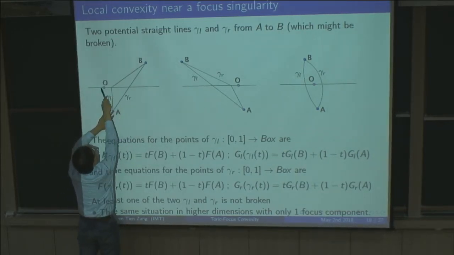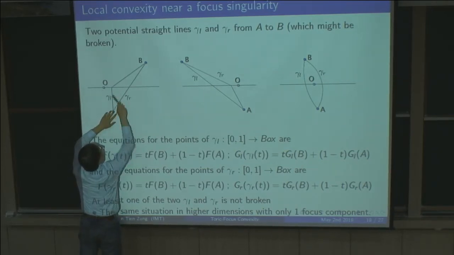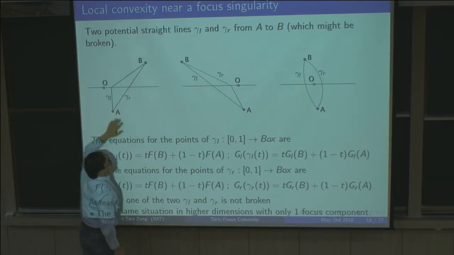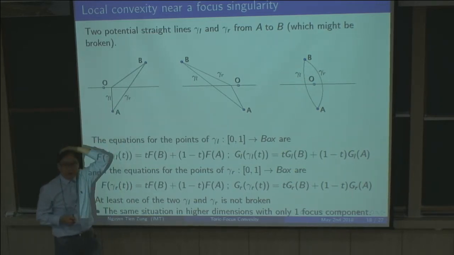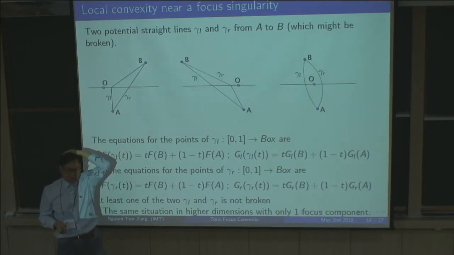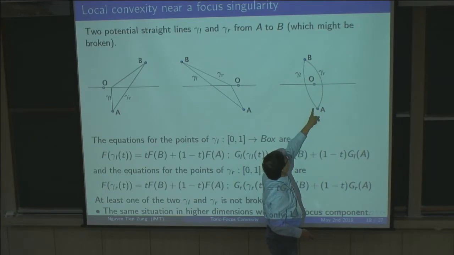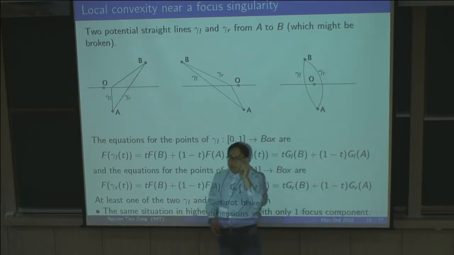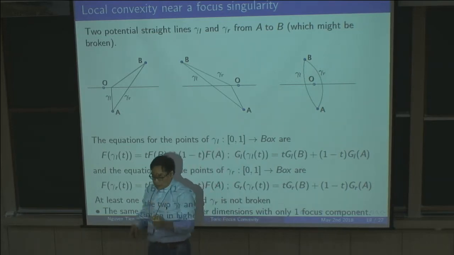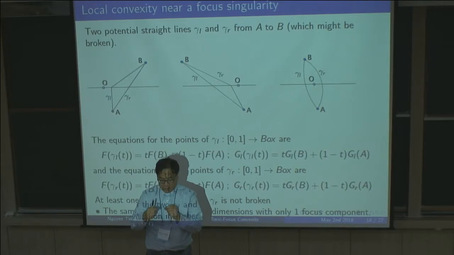Why is it broken? Because when you go on the left, it means that you should go here. The formula assures you that when you hit this point that is on the left of O, then it will not be broken. But when you hit this line on the right of O, it gets broken. But anyway, you have at least one way to go from A to B by a true straight line, which is not broken. Or actually, it might often happen that you have two straight lines from A to B. So this is convexity, but not in the classical sense.